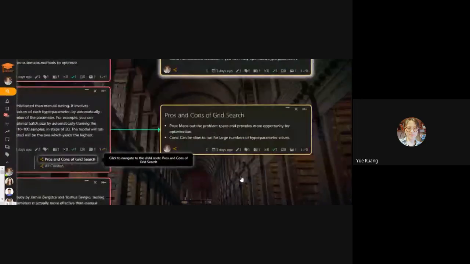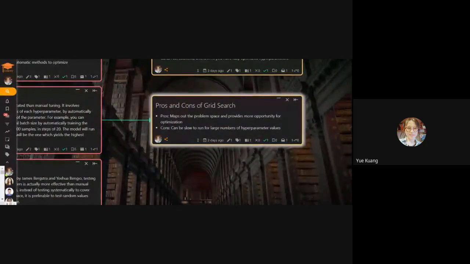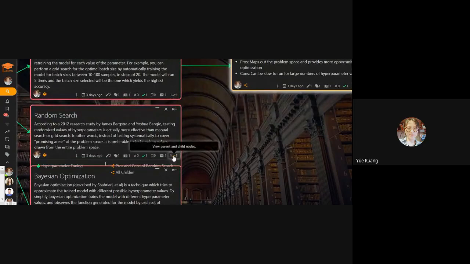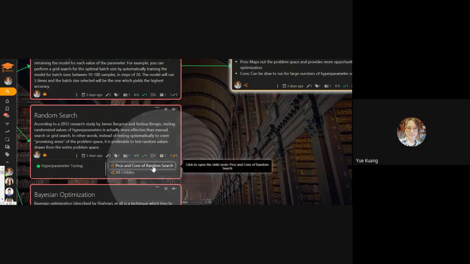And for grid search, the pro is that it maps out the problem space and provides more opportunity for optimization. And the con is that it can be slow to run for large numbers of hyperparameter values. And next, for random search.